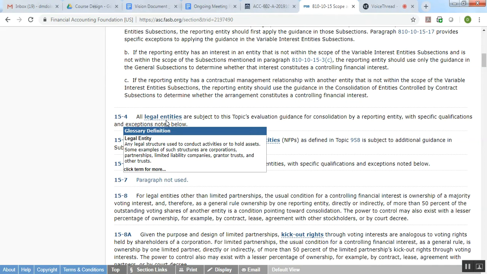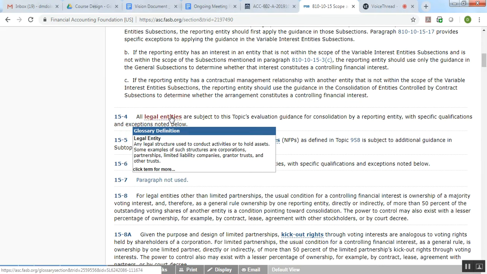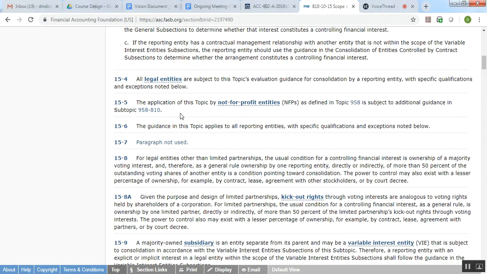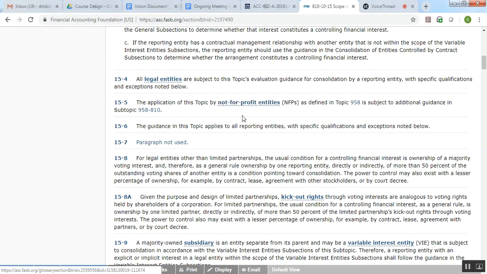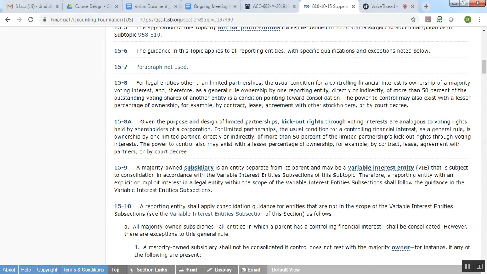So here, all legal entities are subject to the topic's evaluation guidance for consolidation by a reporting entity, with specific qualifications and exemptions below. Whenever you see highlighted words like this, that's going to give you a definition. So if you're not sure what they mean by legal entities, you can actually hover over the blue highlighted words, and it'll give you the definition here, and then you can click for more. Okay? You'll see that this topic does not apply to nonprofit entities, and the guidance applies to all reporting entities with the specific qualifications and exceptions noted below.